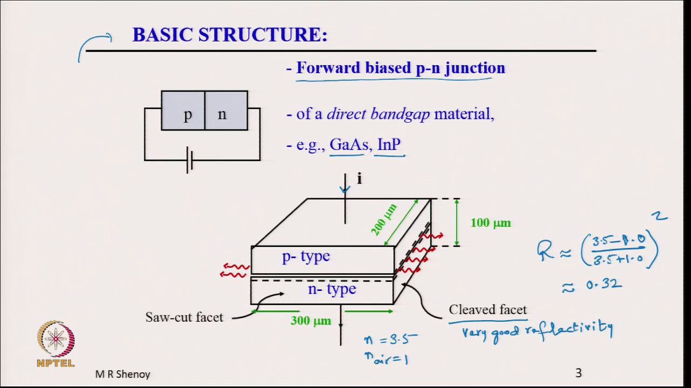Usually the other two ends are saw cut facets, so that there is no reflection provided; the reflectivity from the other two ends is poor. This is done because we would like the laser to build up back and forth in this direction in the cavity, not in the perpendicular direction. If the two other ends are also cleaved, the laser may build up in that direction as well. To avoid this, usually it has two cleaved facets.